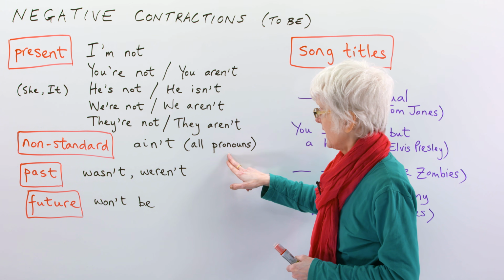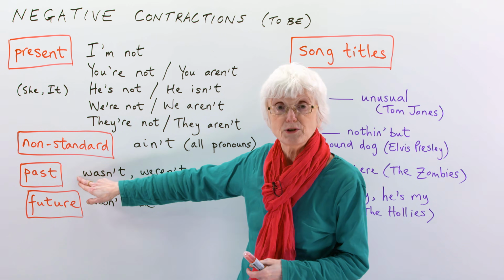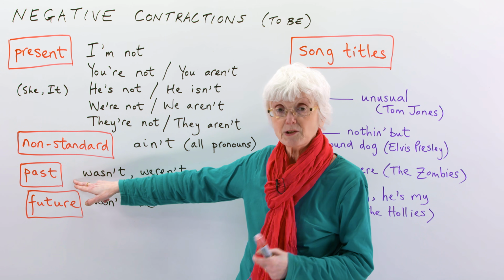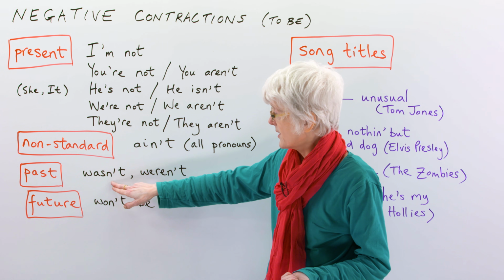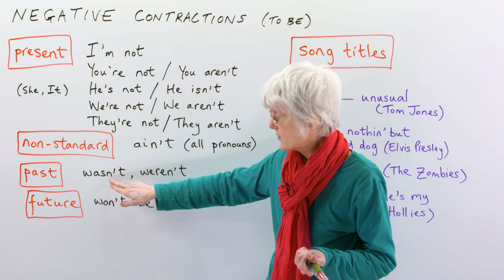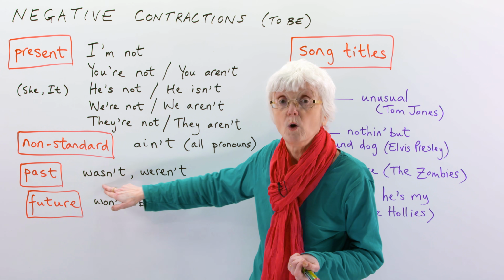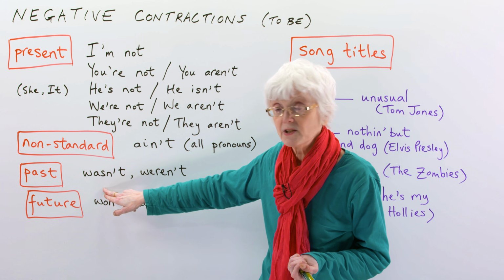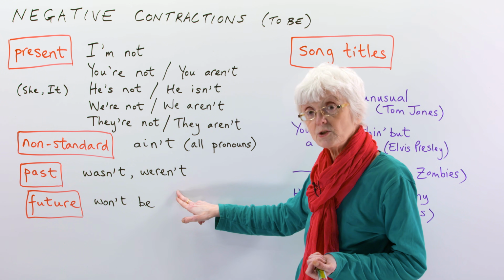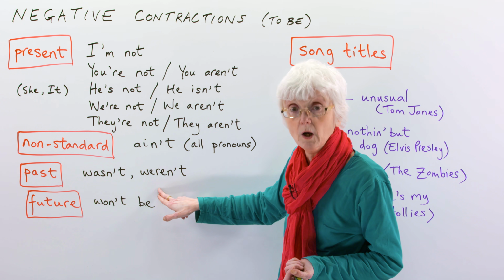Okay. And then back to the standard grammar again now, going to the past tense. So was not becomes wasn't, and were not becomes weren't.